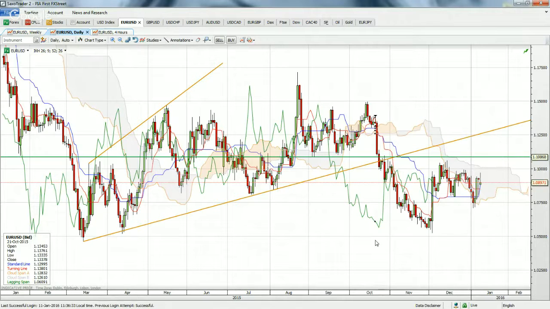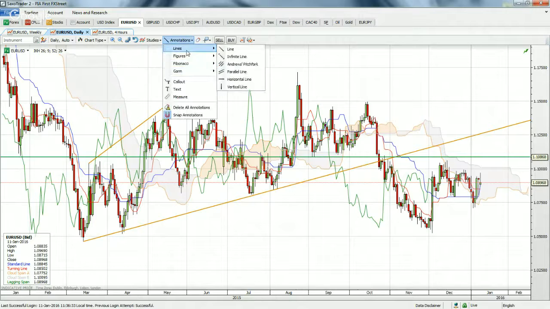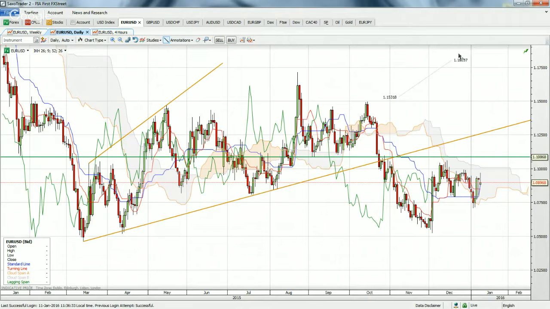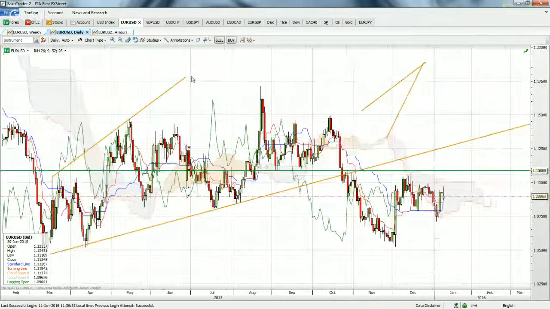Expanding wedges are the hardest chart formation to trade, because unlike an ascending wedge formation, that's an ascending wedge formation. So basically what happens in an ascending wedge formation, we move up in it and we get tighter and tighter and tighter, like a spring, until it breaks to the downside and then it aggressively moves to the target level, which is the start of the wedge.